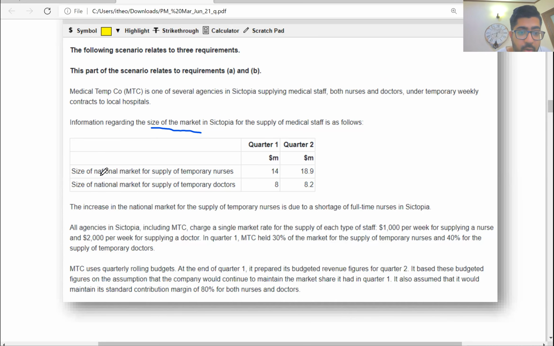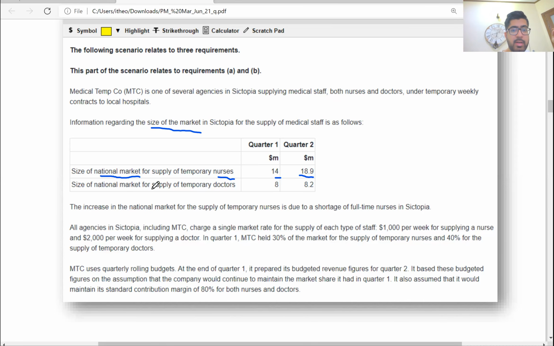The size of national market means the overall market of the whole country for the supply of temporary nurses. This is the size of national market for supply of temporary nurses: Q1 $14 million, Q2 $18.9 million.